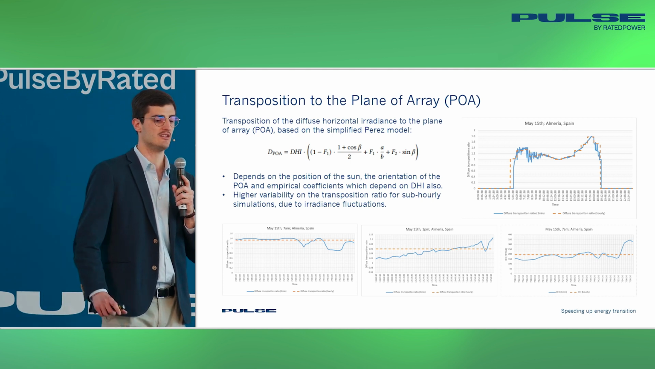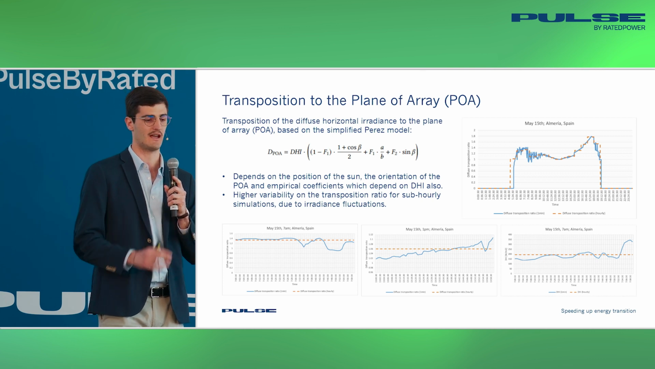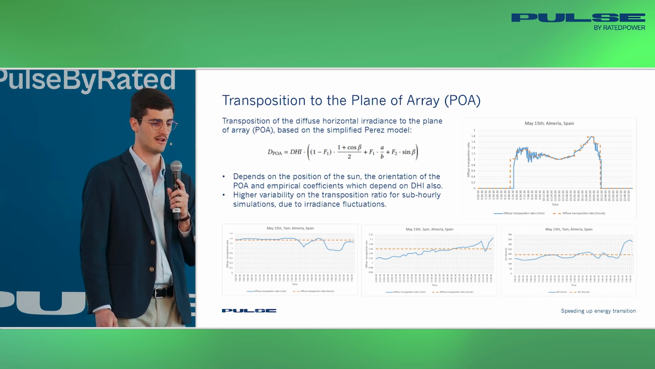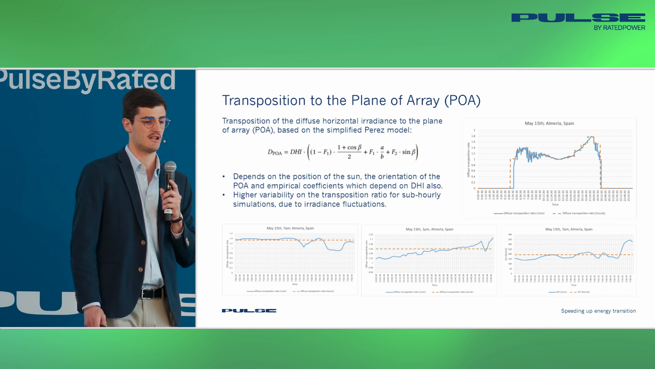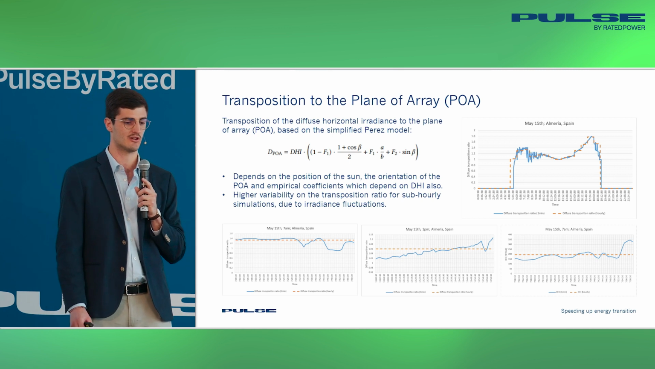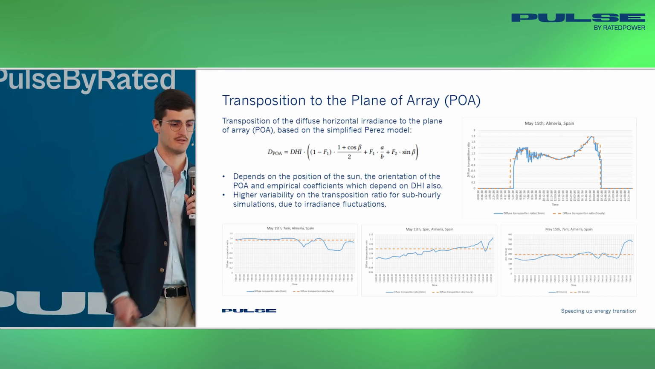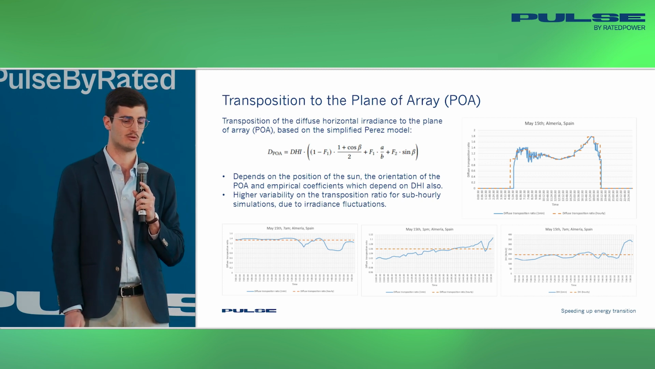Here, again, it's difficult to estimate if we are going to get lower or higher values, but we will observe some differences. And the higher variability in the transposition gain for sub-hourly simulations will be observed due to the irradiance fluctuations that we have.